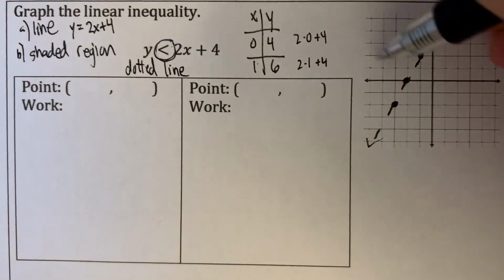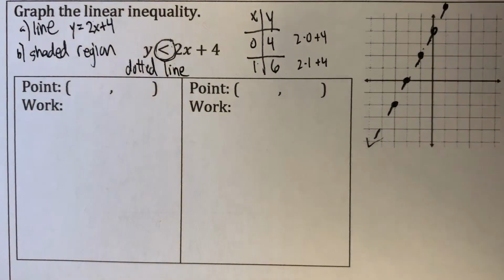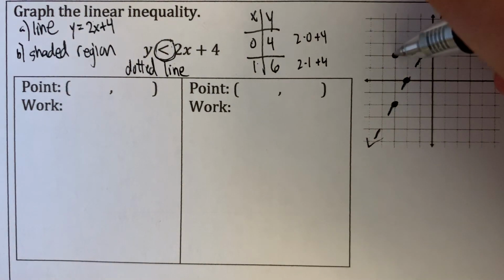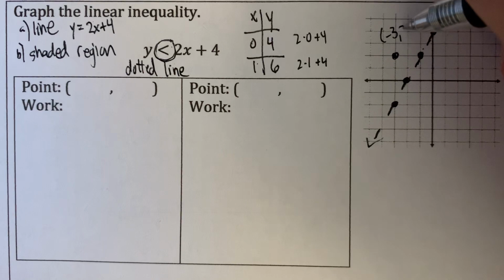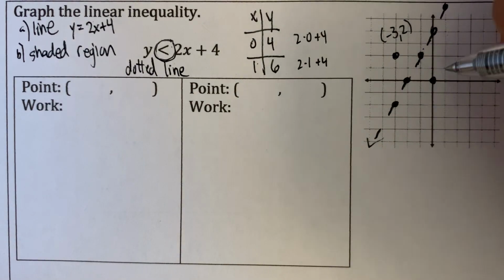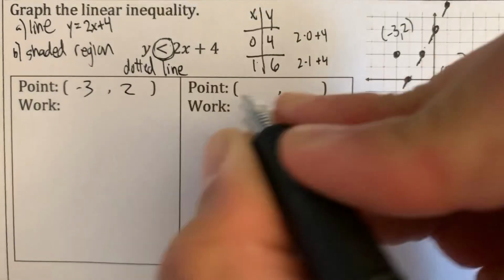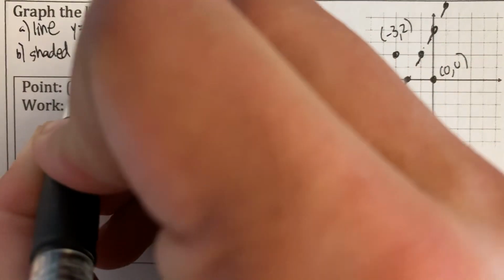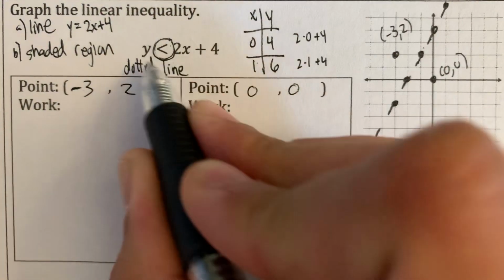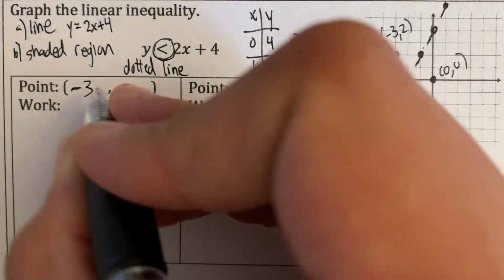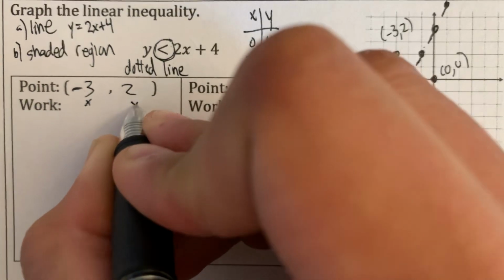Okay, we're going to pick a point above and we're going to pick a point below. So let's go ahead and pick this point right here, (-3, 2), and we're going to pick this point right here, (0, 0). We're going to take those points and plug them into this inequality to see which one becomes correct. So this is our x, this is our y.